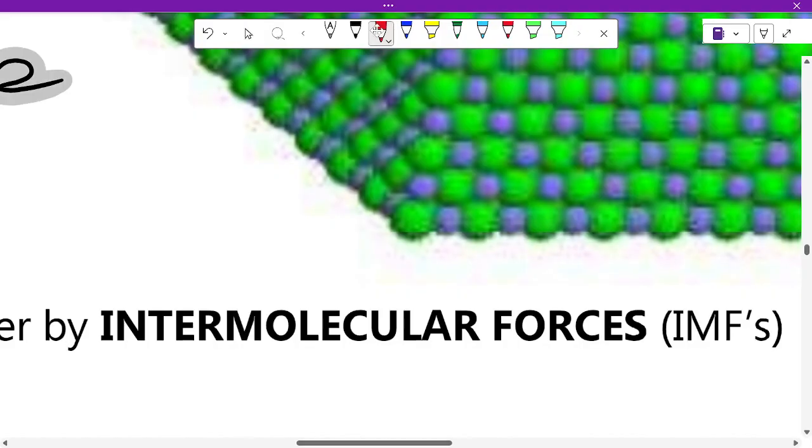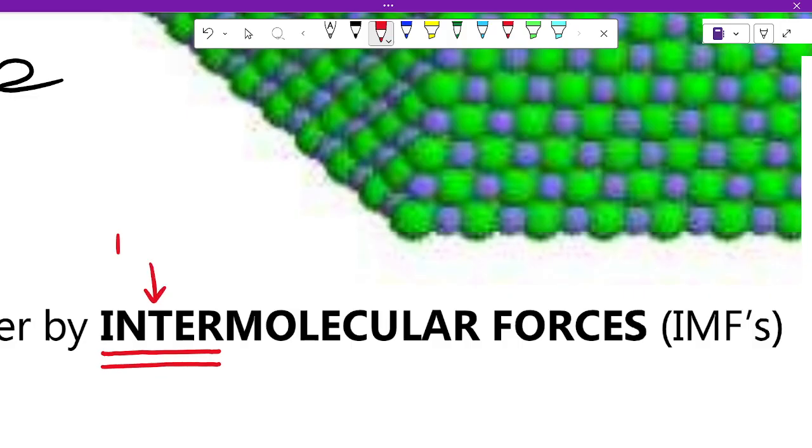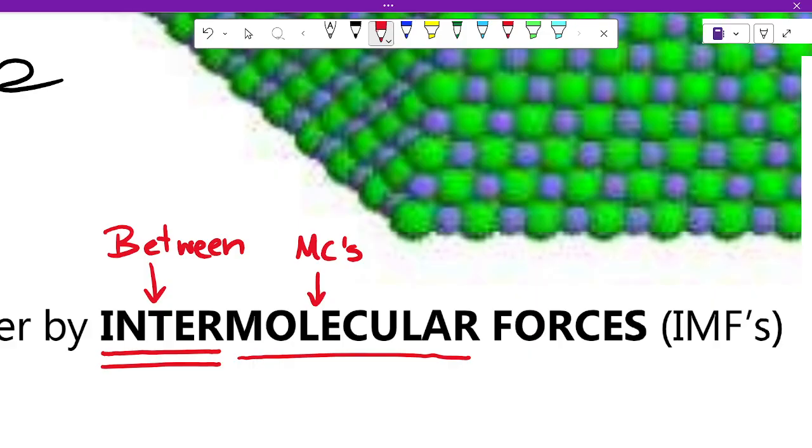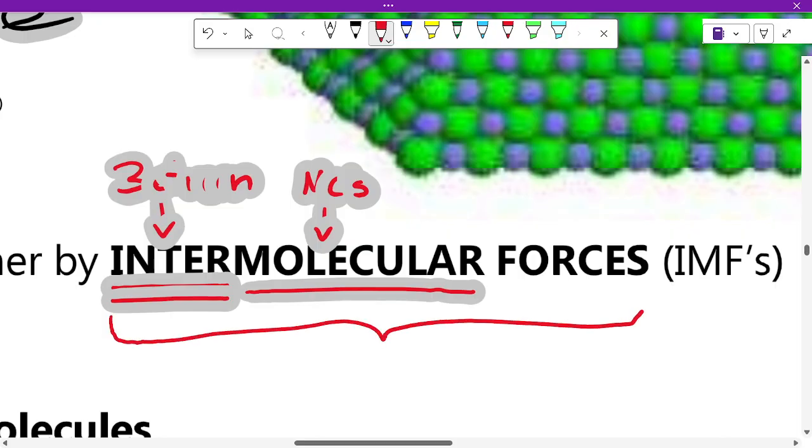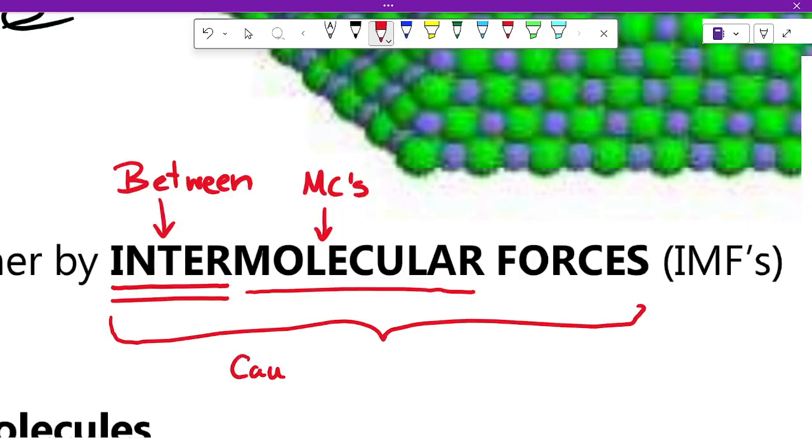What does the prefix inter mean? Between. So if you have an intermolecular force, what's it between? Between molecules. And how do we abbreviate intermolecular forces? IMFs. Excellent. Guess what type of attraction gives us intermolecular forces? It's caused by electrostatic attraction.